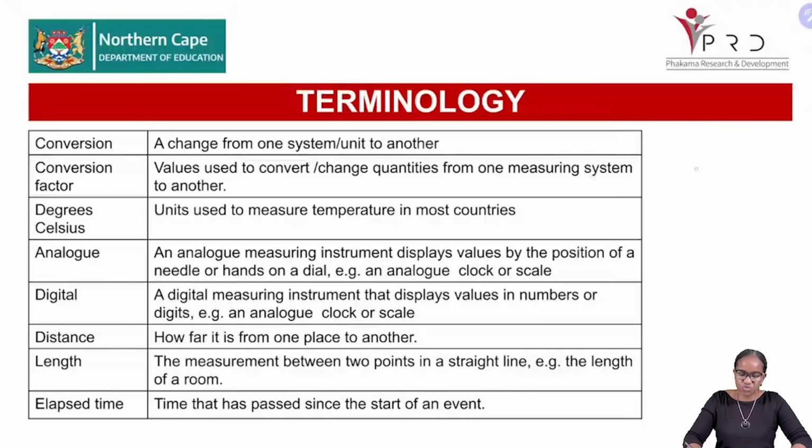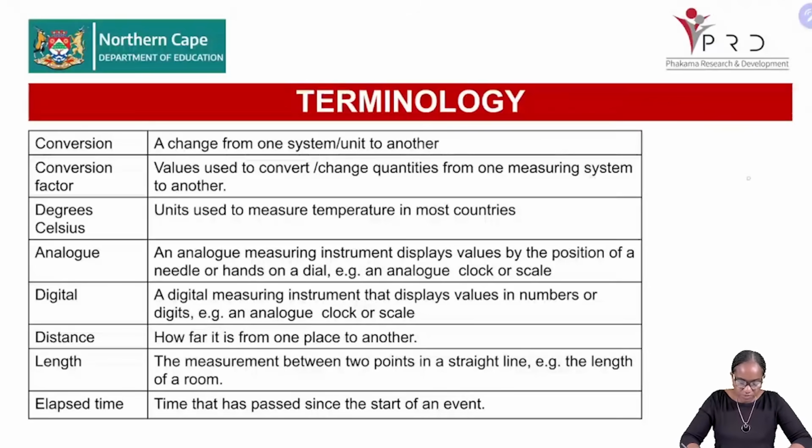Degrees Celsius. These are units used to measure temperature in most countries. We measure the weather temperature, the temperature of our stoves and ovens. If you have been in rooms with air conditioning, you find they are in degrees Celsius. In your refrigerator, there are markings that show the number of degrees Celsius at which you have set it.